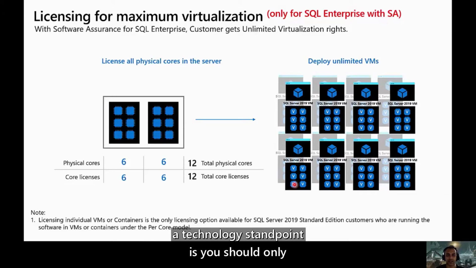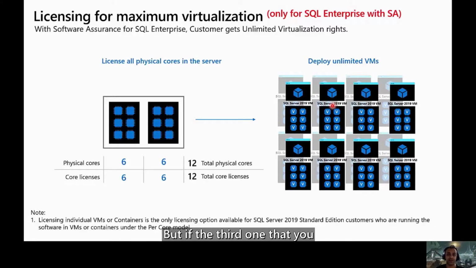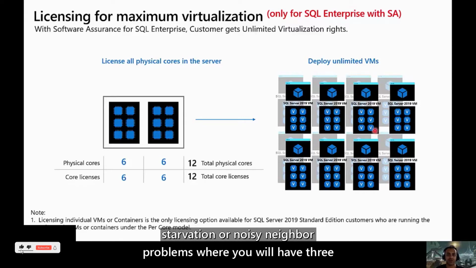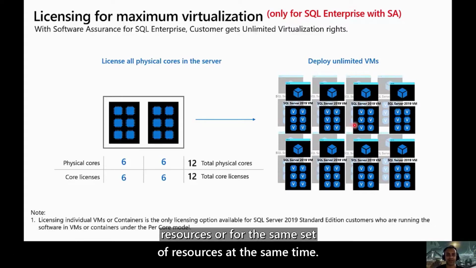What you need to take care of from a technology standpoint is you should only over-provision your VMs in such a manner that not everything reaches 100% CPU usage. In this case, you have two virtual machines which are using 12 cores each. If both of them reach 100% CPU usage, that's not a problem. But if the third one that you deployed reaches 100% CPU usage at the same time, it's going to lead to starvation or noisy neighbor problems, where you will have three of these VMs competing for the same set of resources at the same time. With the fourth, fifth, sixth, seventh, and eighth, you're just going to compound the problem.